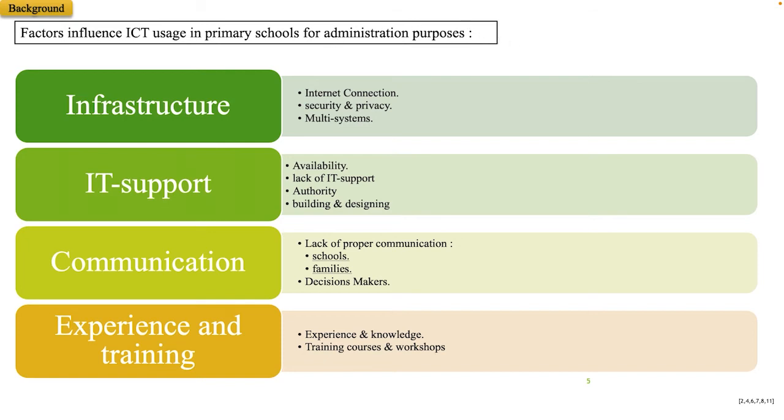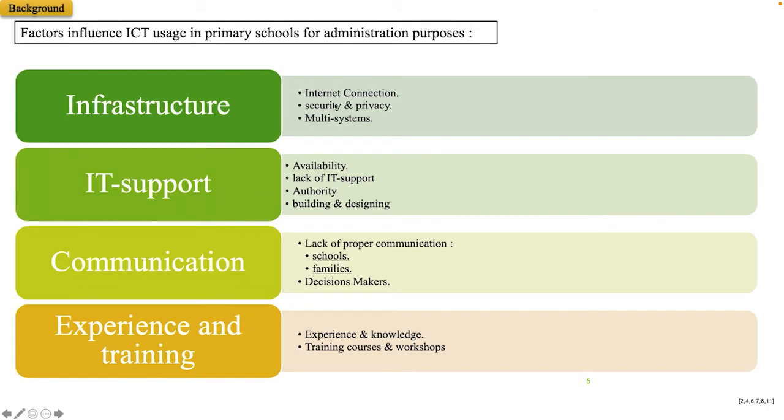Based on the literature, the most mentioned factors that have impacted using ICT in primary schools for administration reasons could be categorized into 4 groups. As you can see: infrastructure, IT support, communication, and experience and training. And there are some sub-factors under each one of the main factors.